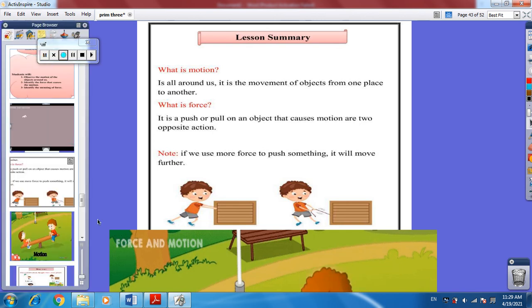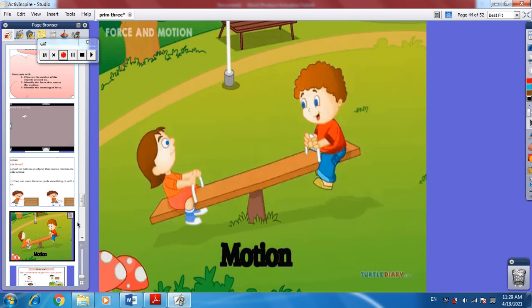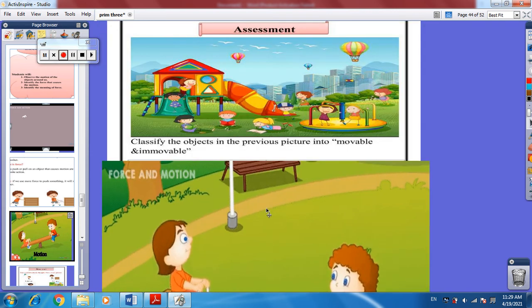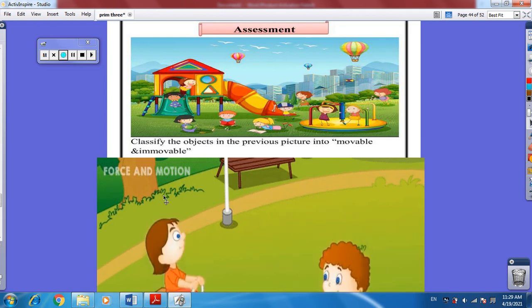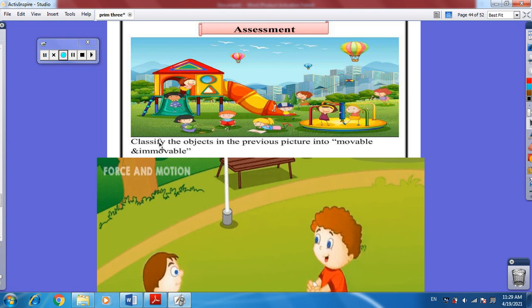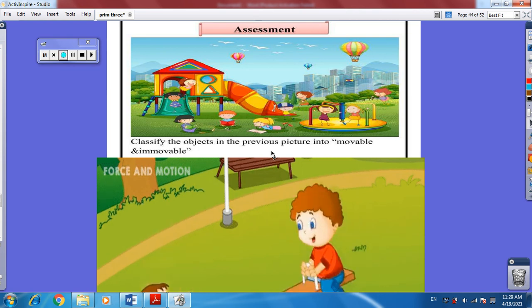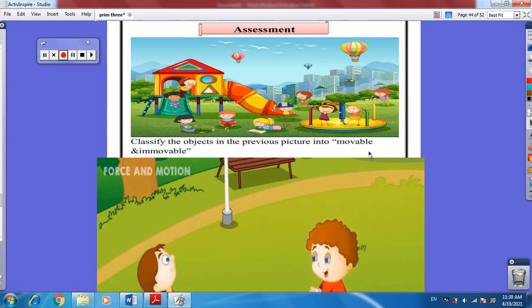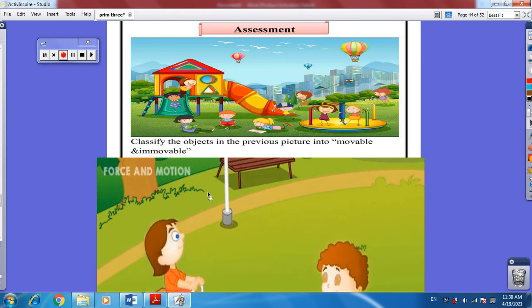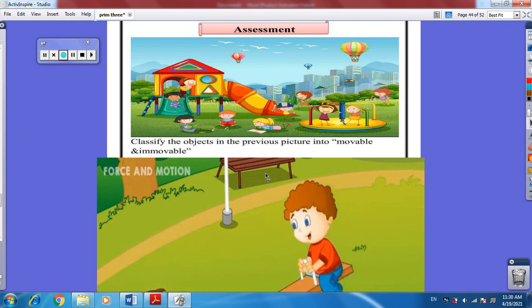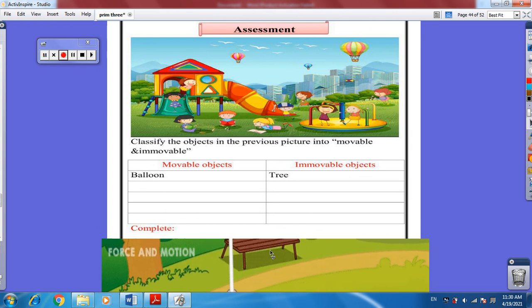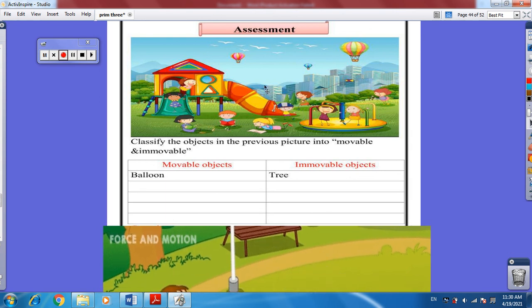Now, let's answer the assessment together to know more about force and motion. In front of you, you have a picture. And miss, what will we do? Classify the objects in the previous picture into movable or immovable. Movable can move. Immovable cannot move. Okay? We have a table here and we want to write some examples in this picture.